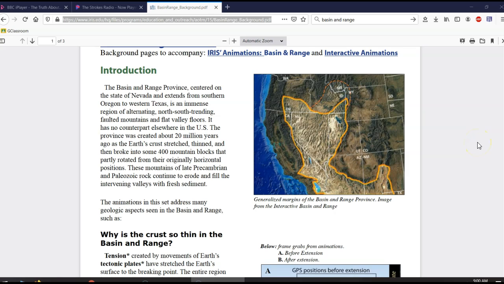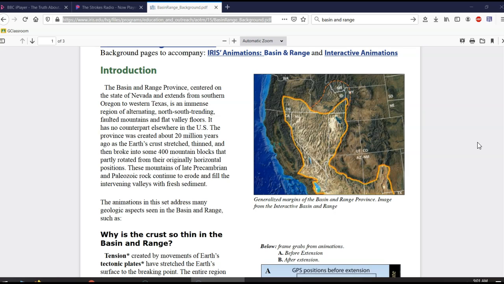Introduction. The Basin and Range Province, centered on the state of Nevada and extending from southern Oregon to western Texas, is an immense region of alternating north-south trending faulted mountains and flat valley floors. It has no counterpart elsewhere in the United States. The province was created about 20 million years ago as the Earth's crust stretched, thinned, and then broke into some 400 mountain blocks that partly rotated from their originally horizontal positions. These mountains of late Precambrian and Paleozoic rock continue to erode and fill the intervening valleys with fresh sediment.